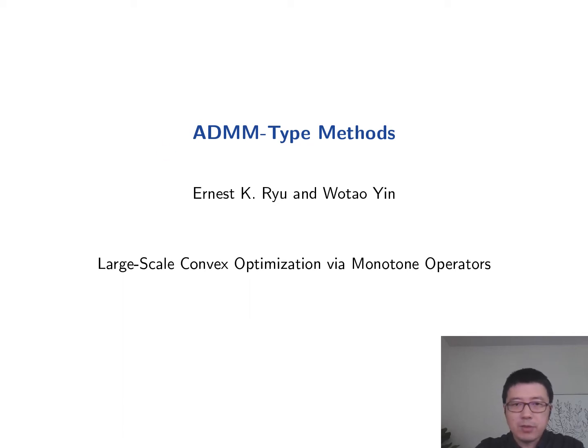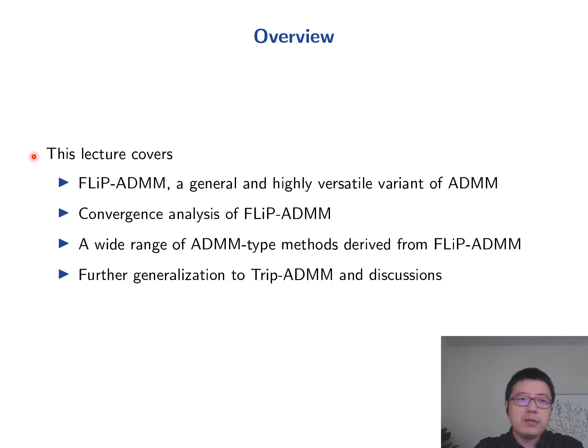In this lecture, we're going to learn a set of ADMM type methods. We will cover FLiP-ADMM, which is a general and highly versatile variant of ADMM. We're going to present its convergence analysis, and we'll derive a wide range of ADMM type methods from FLiP-ADMM. Finally, we further generalize it to a method we call TRIP-ADMM.